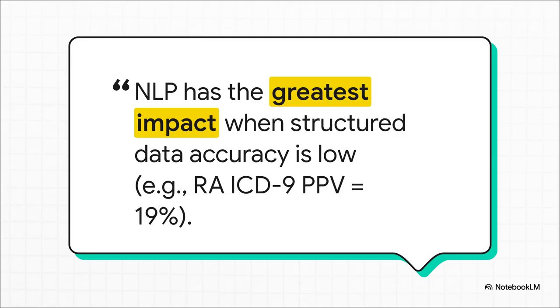NLP is basically a superhero when your structured data is failing you. For something like rheumatoid arthritis, the billing codes are notoriously bad. We're talking a terrible 19% PPV. Why? Because doctors often use the code just to rule out the condition. NLP swoops in and saves the day by reading the clinical notes and finding what the doctor actually concluded.